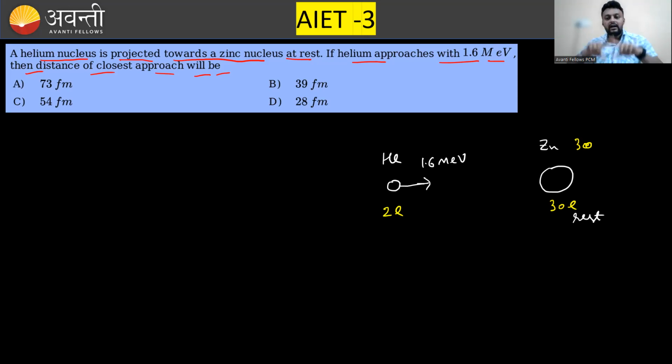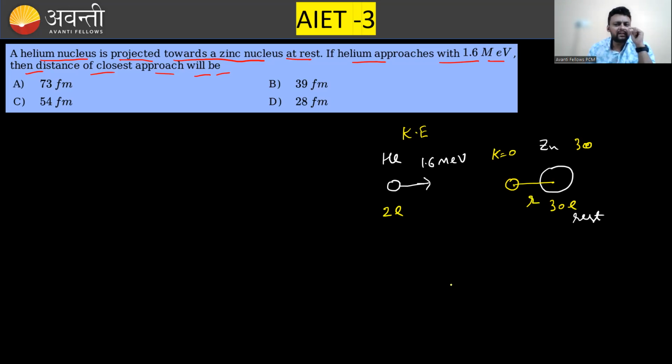Now, I will repeat all these things in other terms. It has some kinetic energy initially, which is given as 1.6 mega electron volt. Now, when it reaches the closest distance, let's suppose it reaches maximum here. At this point, its kinetic energy becomes zero. Clear? And let's suppose this separation is R.